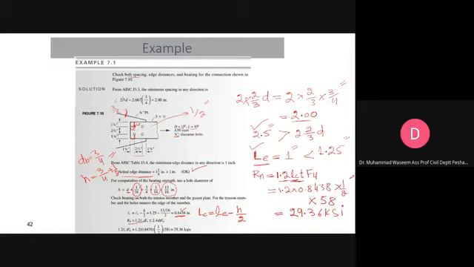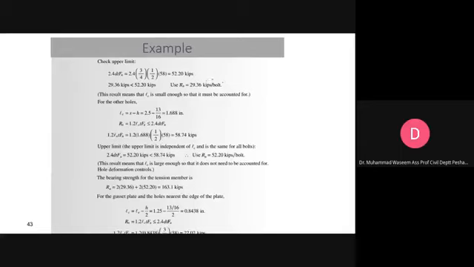Remember, this equation has an upper limit, so you also have to check that upper limit as well. And what is that? 2.4 d t Fu. This value should not be greater than this value. Okay, this value should be less than this. So how do we check that? You go there and check that limit on Rn. This comes out to be 52.2 kips.